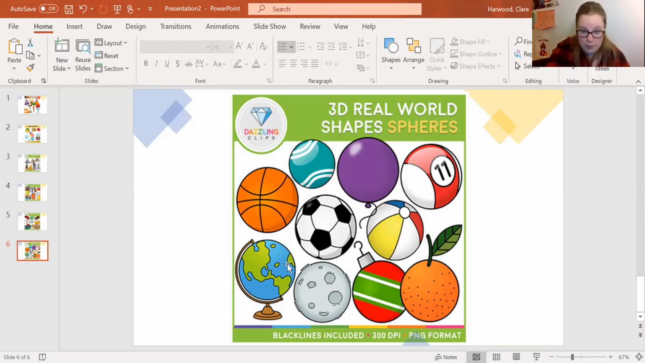This is a globe. You guys all were able to look at a globe when we were talking about weather around the world. Here's a moon. And did you know that the Earth is also round? Yeah, so a moon and the Earth are both sphere shapes. This is a Christmas ornament and then an orange. So those are all spheres. They're all 3D shapes.